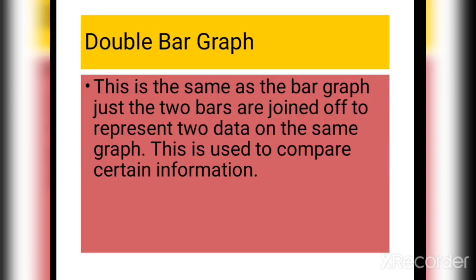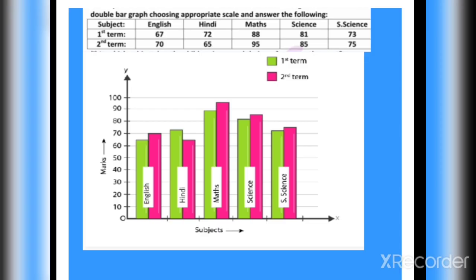Double bar graph. This is the same as the bar graph, just two bars are joined to represent two data on the same graph. This is used to compare certain information. For example, here the English marks in term 1 and term 2, the Hindi marks in term 1 and term 2, and the maths, science and social science marks are given in two terms.